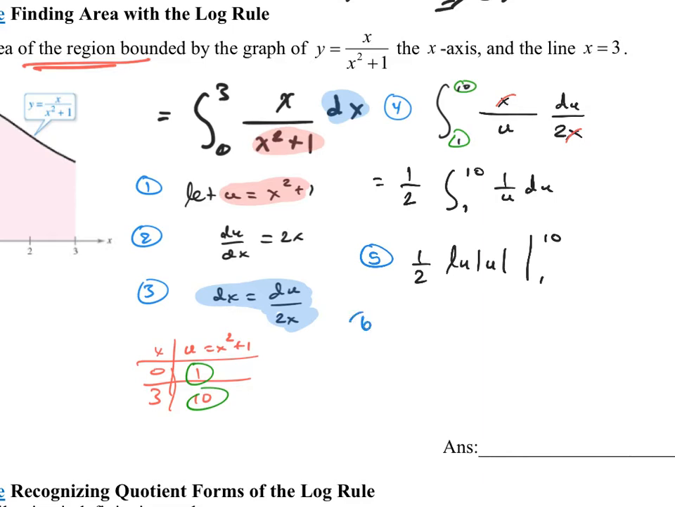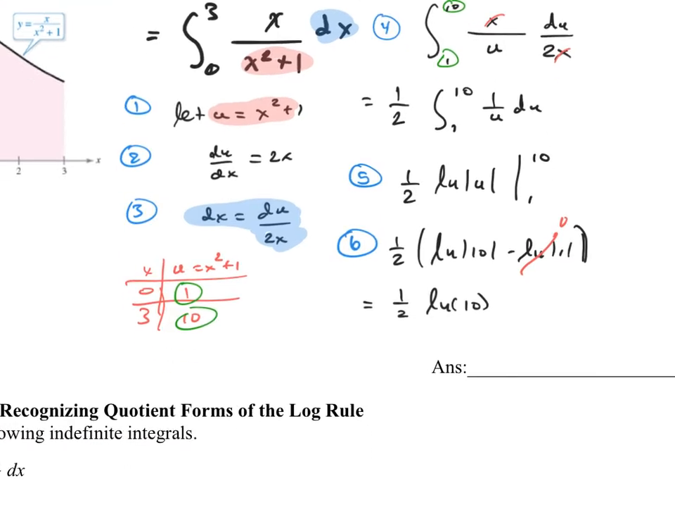So now for step 6, we just evaluate it. This would be 1/2 times the natural log of the absolute value of 10, which is just 10, right? Minus the natural log of the absolute value of 1, which is just 1. That's perfectly fine. Well, the natural log of 1 is 0. So what does our final answer look like? I'm getting 1/2 times the natural log of 10. Again, I don't need the absolute values because 10 is a positive number. If you put the absolute values in your final answer, and let's say WebAssign counted it as incorrect, I would give you full credit for that, just to let you know.